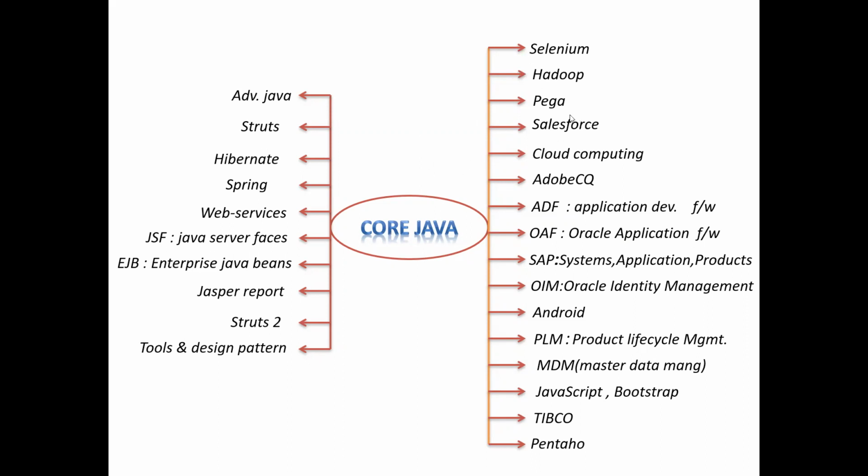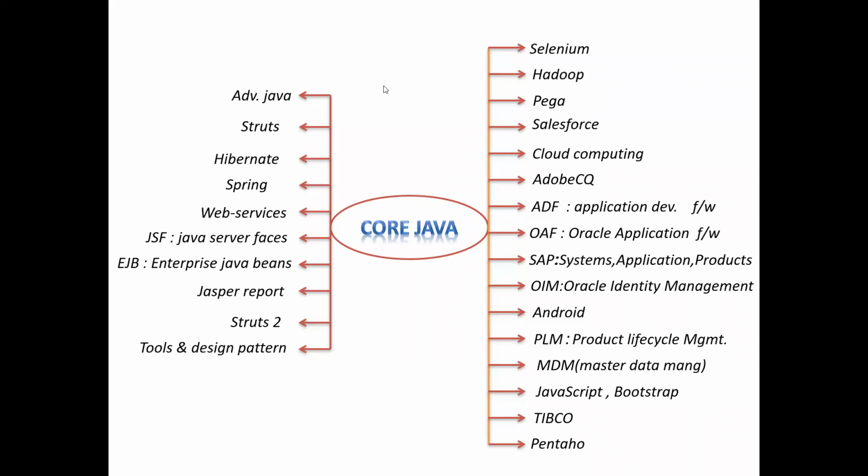Pega requires CoreJava. Salesforce requires CoreJava; Salesforce is completely OOPS concept based, that is, CoreJava OOPS concept based. Cloud computing, Adobe CQ. One of my friends is working on Adobe CQ, which is a tool. Adobe CQ requires what? CoreJava, right? Yes. And ADF, application development framework.